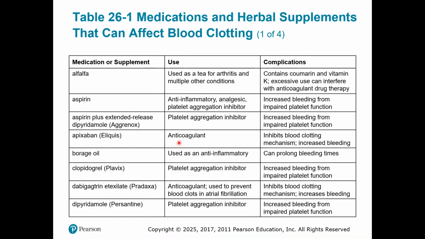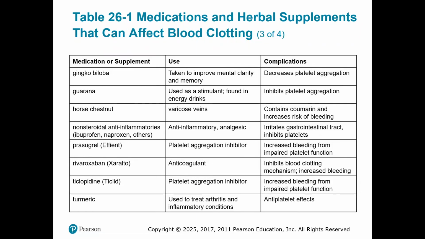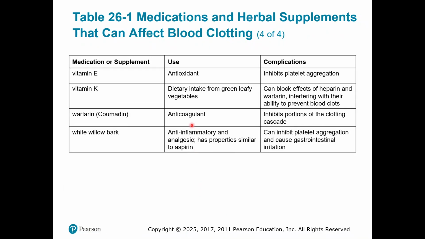We have Eliquis, a blood thinner, and it inhibits blood clotting. And so that's different than a platelet aggregator. And then you can look over here at Lovenox. It's a low molecular weight heparin. It inhibits blood clotting. A lot of people take this. And then you've got some garlic and ginger that have some effect on blood clotting. And the list goes on. And Xarelto, I think is how it's pronounced. Vitamin E, vitamin K, warfarin, aka Coumadin.